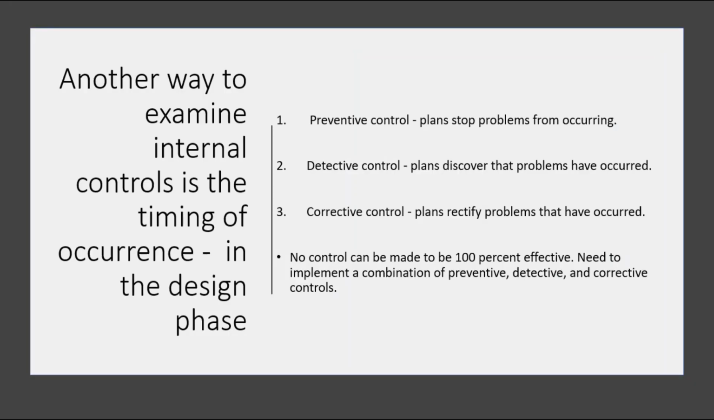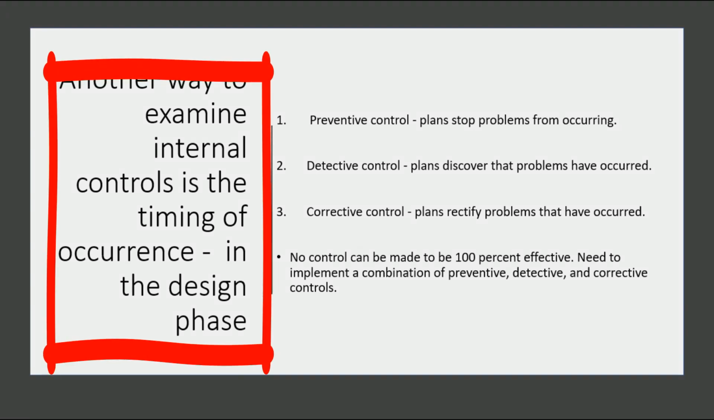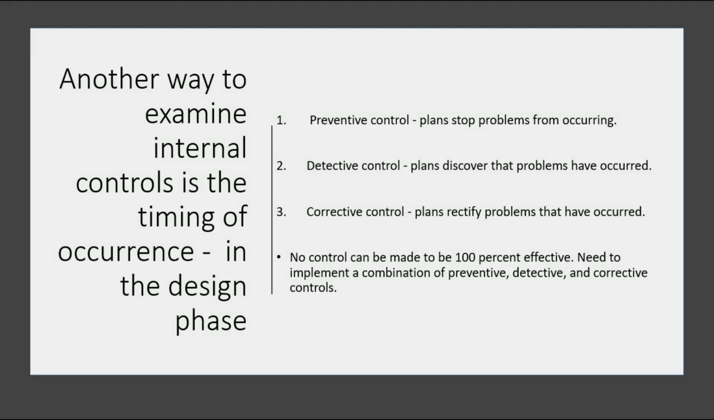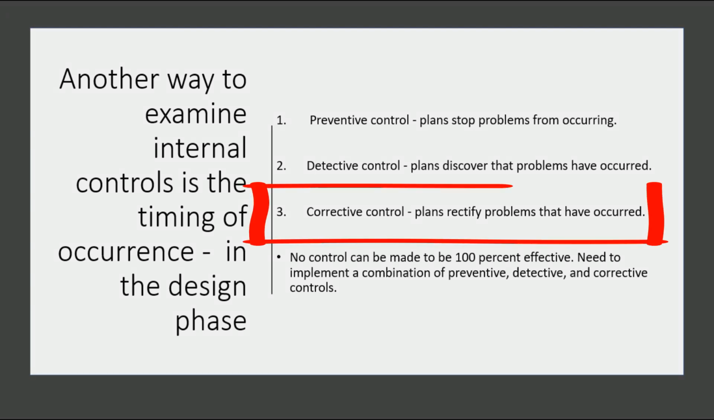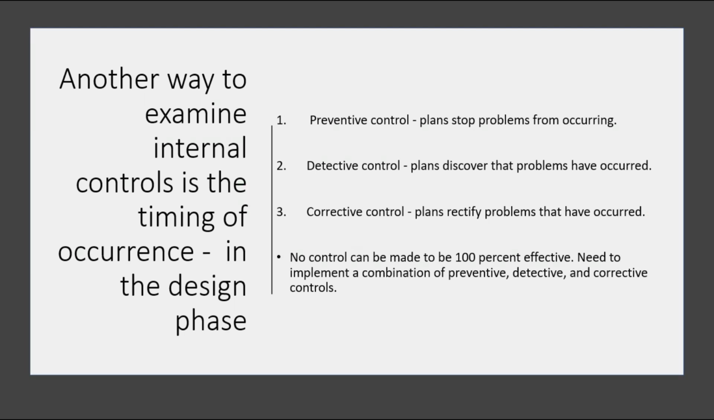Another way to examine internal controls is the timing of occurrence in the design phase. First is to look at the preventive controls. They are the internal controls that are planned to stop problems from occurring. Second are the detective internal controls, to detect and discover problems as they occur. Third are the corrective internal controls, which plan to rectify problems that have occurred.